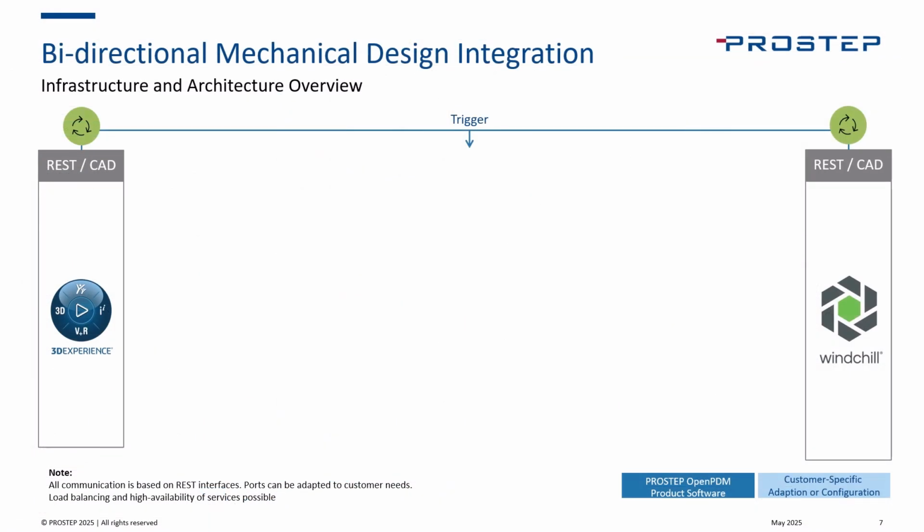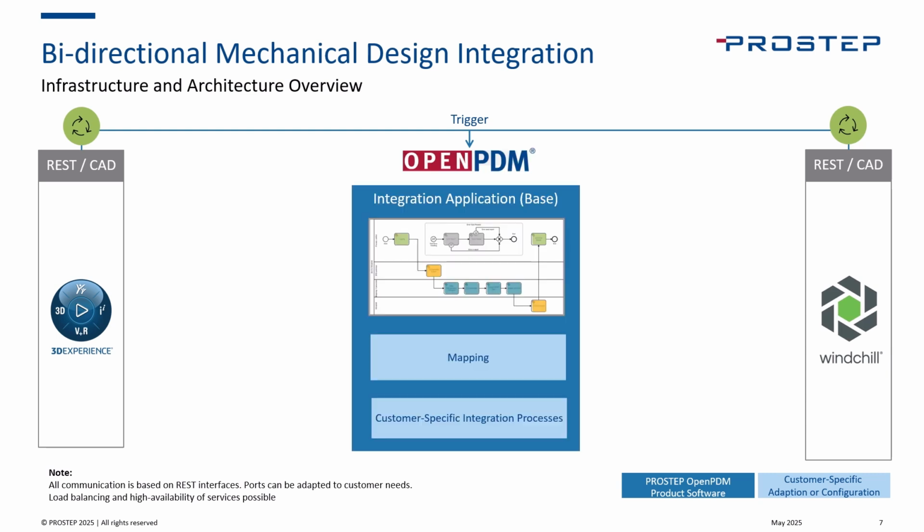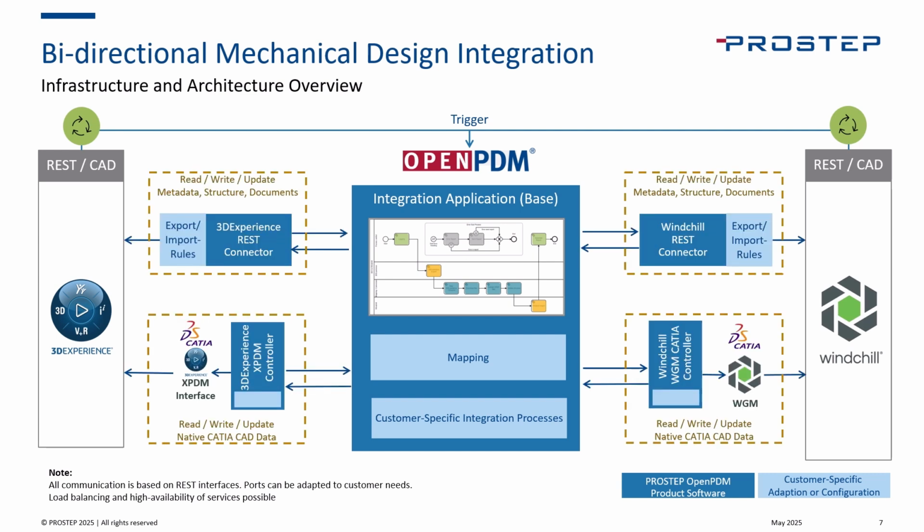A little bit deeper look into the architecture of the bidirectional design integration between 3DX and Windchill. We've got our OpenPDM integration application, the OpenPDM base process server in the middle. This contains our BPMN workflow engine that we showed there that's powered by Camunda, as well as the mapping engine, the registry service, and some other components and microservices that power that.